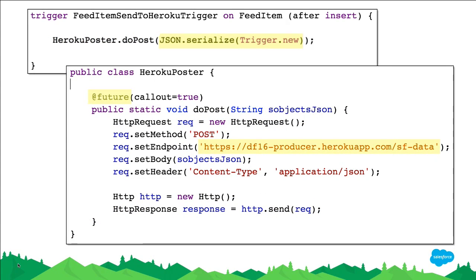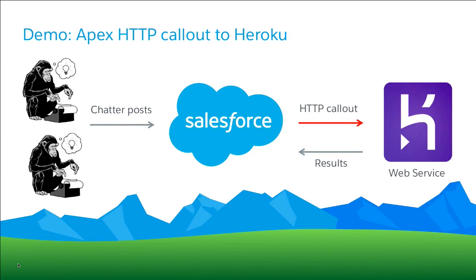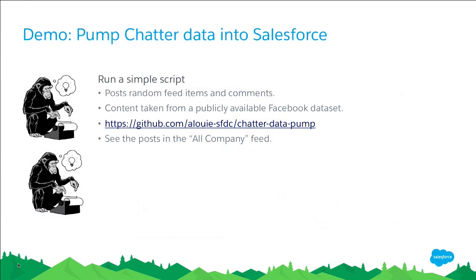I've got some trigger code here. Like I said, it's very simple. In the trigger, at the top there, you see that we just serialize the information that we get from the trigger. That's the information that's changed. And we send it to this doPost method, which is an @future method. It executes asynchronously, and it's going to post to our endpoint that's hosted on Heroku, herokuapp.com/sfdata. And that's what is going to move our data onto Heroku.